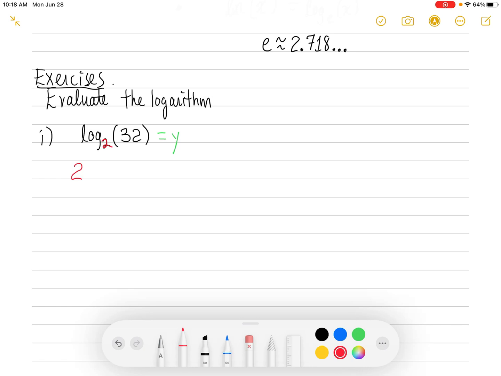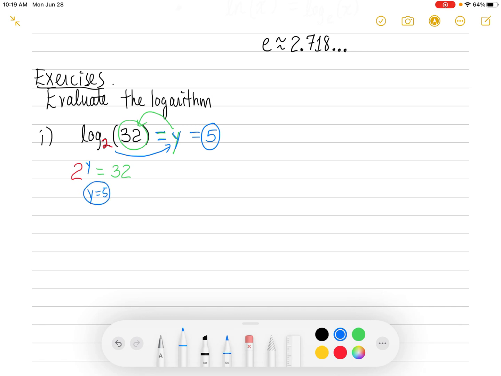So I'm going to start this here. I'm going to write here, this is equal to y. I'm going to write the exponential form of this. I'm going to write down a 2. Let's make it blue. 2 to the y power equals 32.